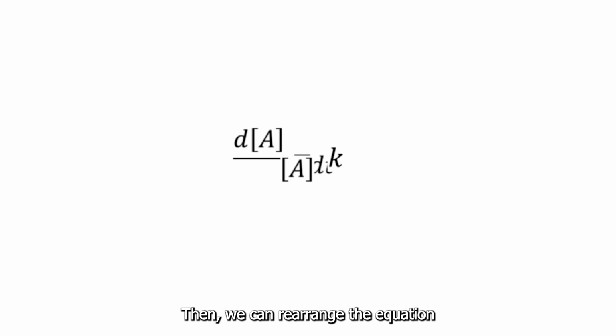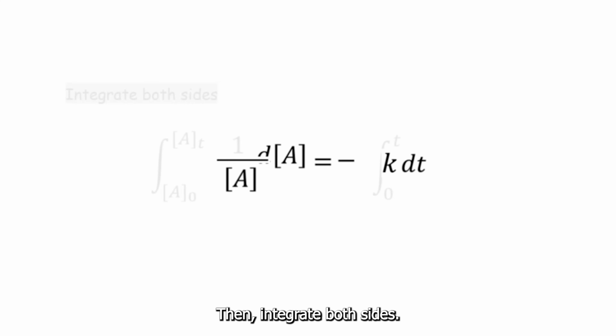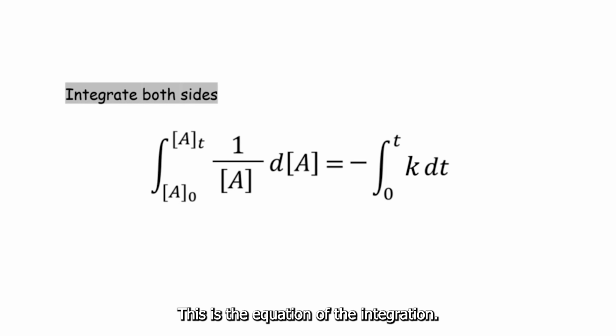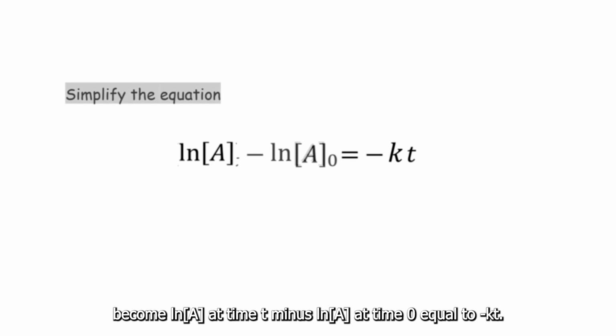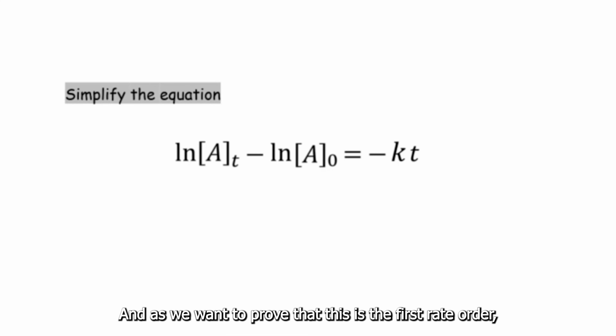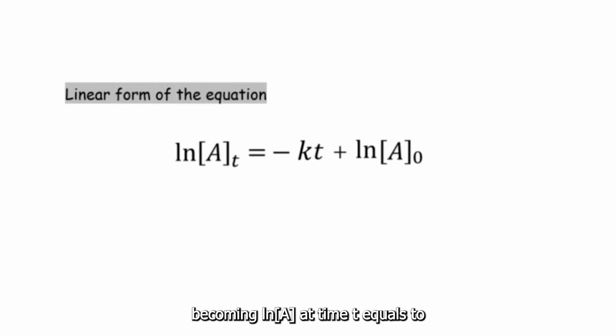Then we can rearrange the equation by putting all the A variables on one side and moving the dt to the right-hand side. Then integrate both sides. This is the equation after the integration. Then simplify the equation, which becomes ln A at time t minus ln A at time 0 equals negative kt. And as we want to prove that this is a first-order reaction, we can rearrange the equation again into a linear form, becoming ln A at time t equals negative kt plus ln A at time 0.